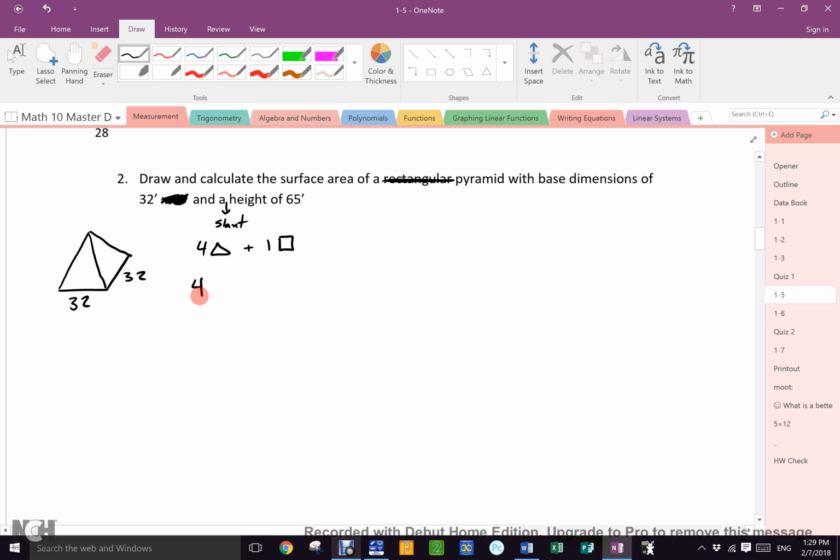They're all the same. So I have 4. What is the formula for the area of a triangle? Who can remember? Base times height divided by 2. So 4 times base times height divided by 2, right? Plus, what's the area of a square? Base times height. Length times width, base times height. Except what's special about a square? The base and the height are the same, and the length and the width are the same.